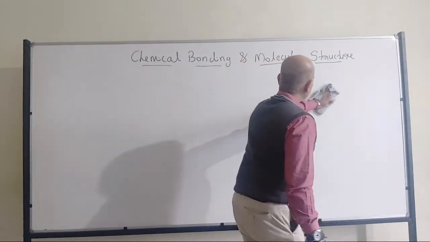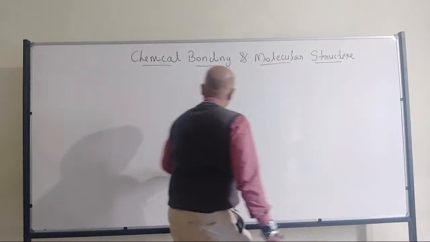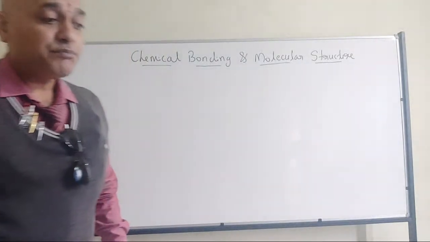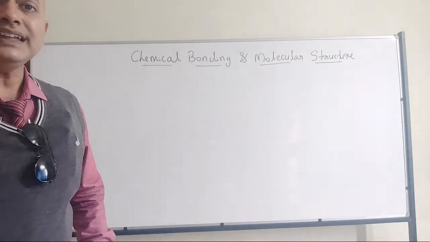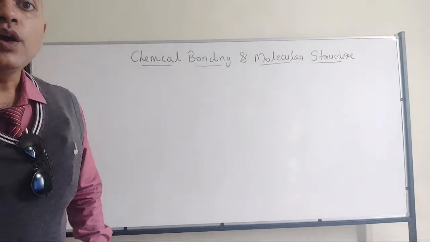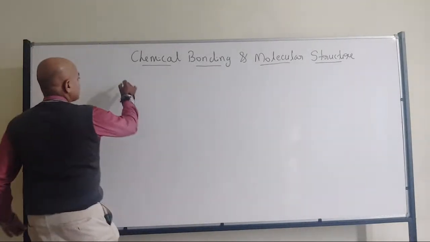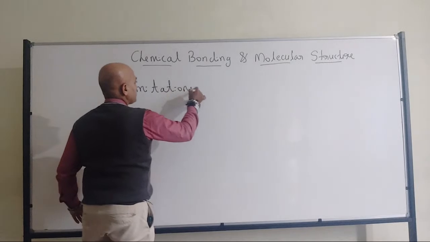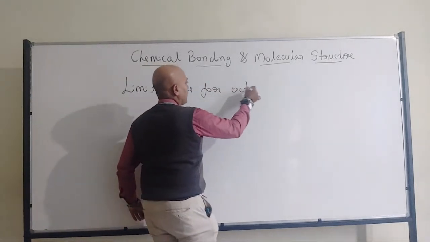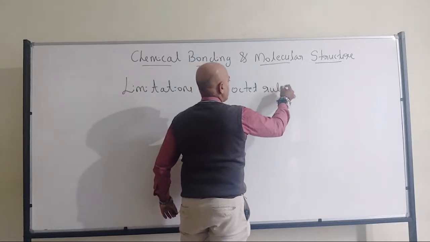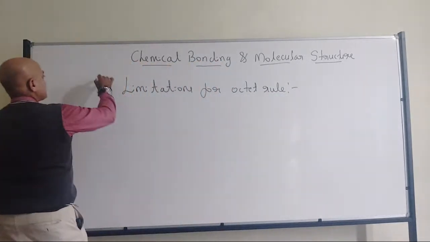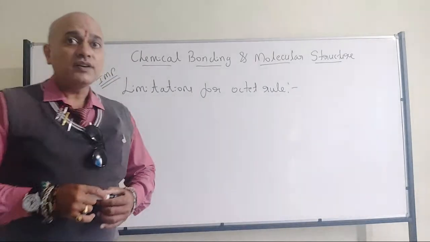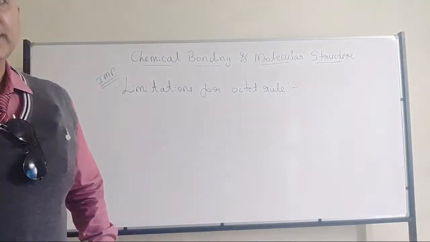In the same way, another point you can mention is that it is based on the octet rule. Lewis dot structure is based on the octet rule, but in reality there are limitations for the octet rule. So I will mention this one as a bit important: limitations of the octet rule.